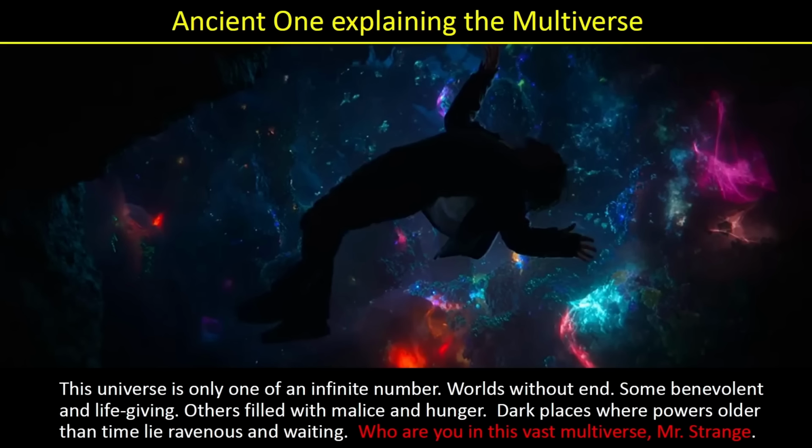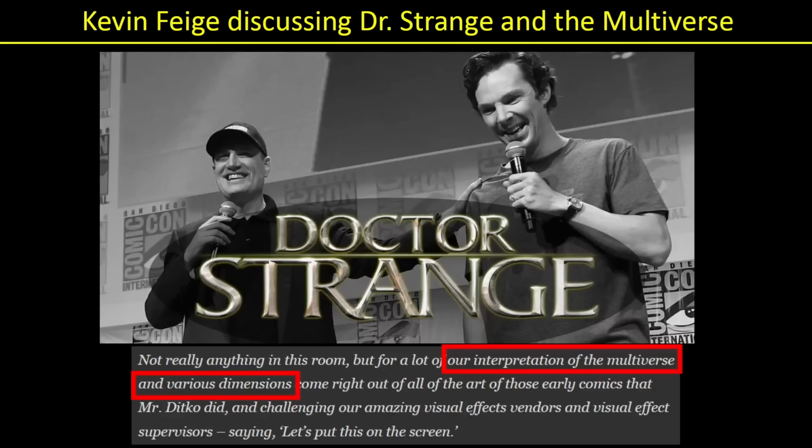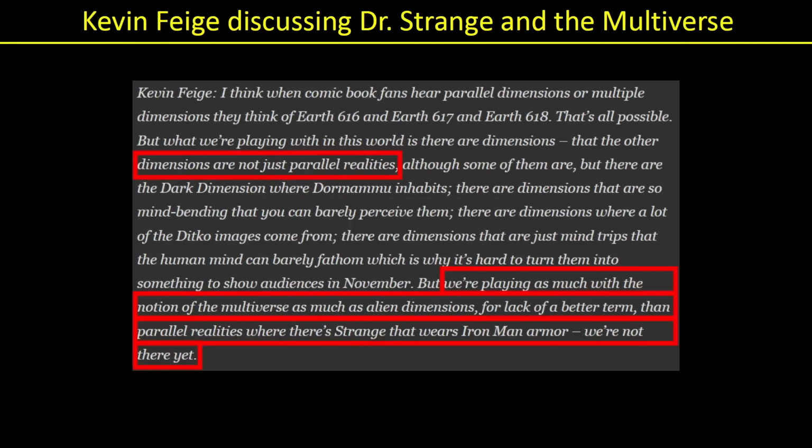Now, we need to discuss something that was very confusing in the first Doctor Strange movie. Obviously she used the multiverse word, so that makes you think of branches, it makes you think of 828, 1005, etc. But actually, we need to look at what Kevin Feige himself explained in this article, way back in 2016, about the term multiverse in the Doctor Strange movie. So he says, you're going to learn about our interpretation of the multiverse and various dimensions, and that's key. So he says there's parallel dimensions, there's multiple dimensions, and then he gets really clear.